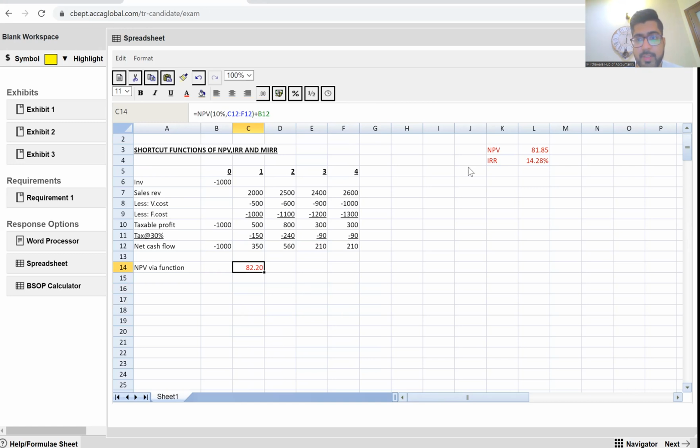See, 81.85 was here, 82.20. It's almost the same. So just try to understand how much time you got saved. Just writing equals to NPV, opening the bracket, writing cost of capital, comma, NCF year 1 till year 4 cells, bracket closed, plus NCF year 0 cell.